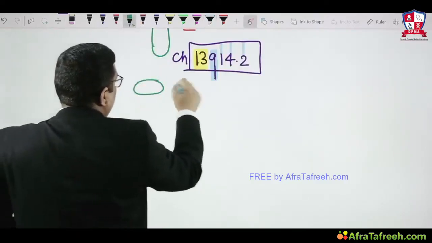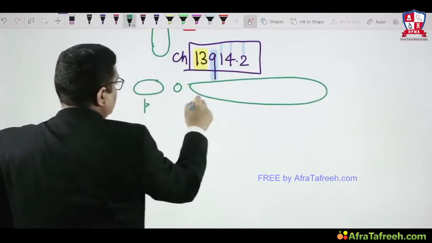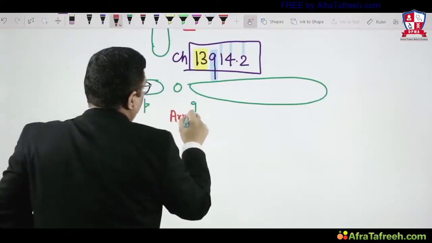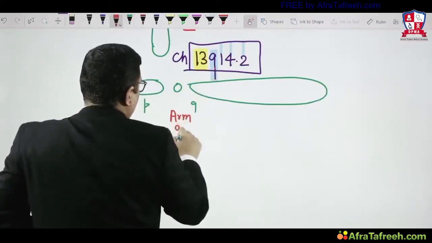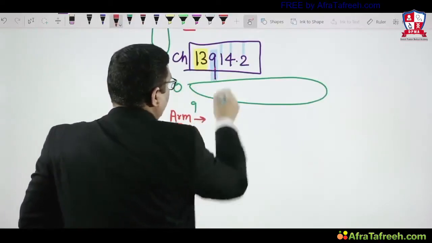This is how I am going to demonstrate. This is the chromosome, this is the short arm, and this is the long arm. First, what I have shown you is the arm, and you can see the arm is Q. Now this arm has been divided into regions.